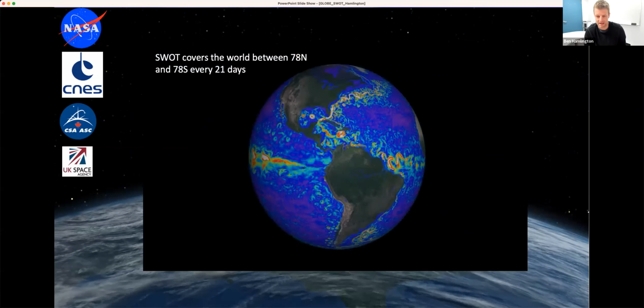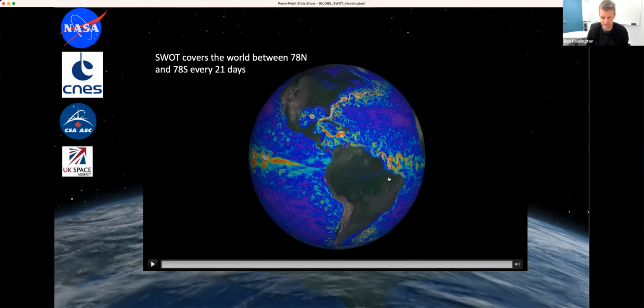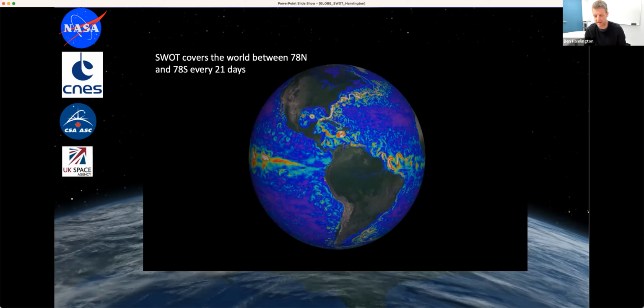And then every 21 days between 78 degrees north and south, we get this complete view of the ocean. It's a little difficult to see in this animation, but we're actually measuring some of the rivers and the lakes here as well. They're kind of filled in blue. You see some of these features here. With SWOT, you no longer have those gaps between ground tracks. You're getting much closer to the coast, which I'll talk about in just a second.